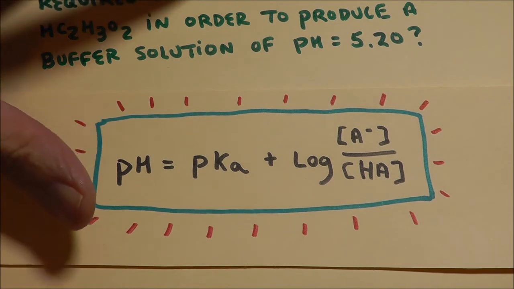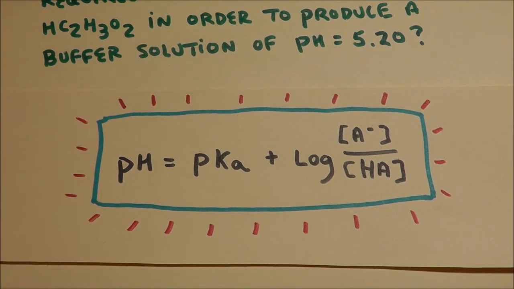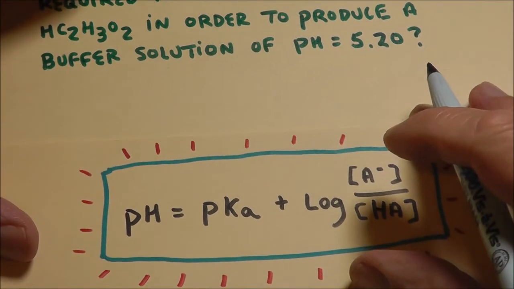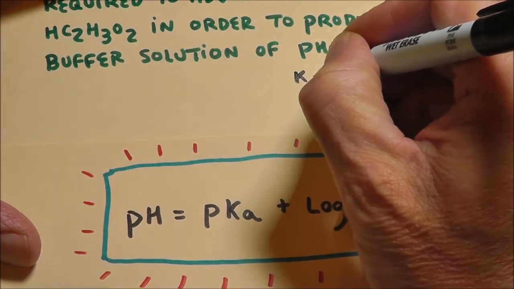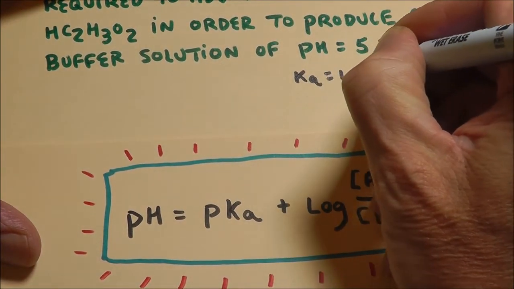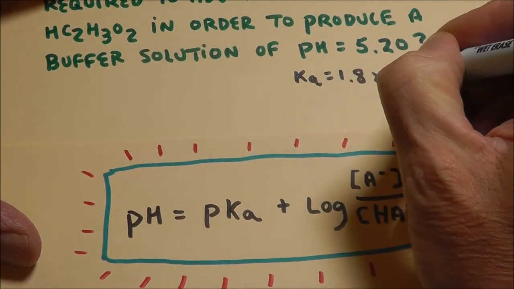I can go look up that this is acetic acid, and actually we've already looked up the Ka of acetic acid. I might as well write it down. It is 1.8 times 10 to the minus 5, because we did it in the other problem. So Ka equals 1.8 times 10 to the minus 5.